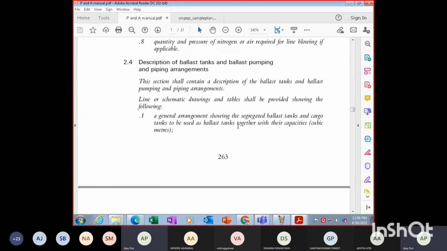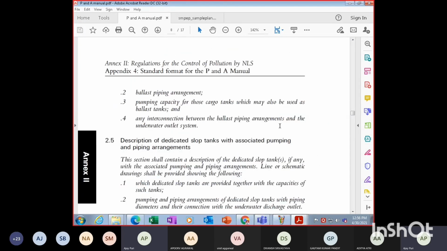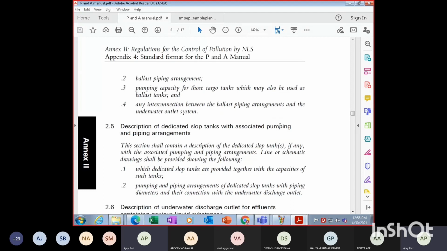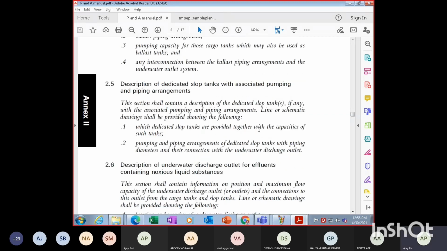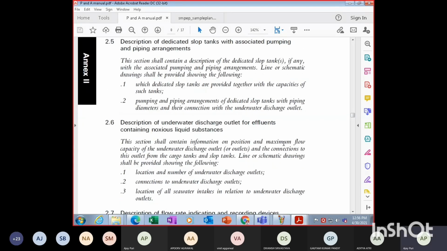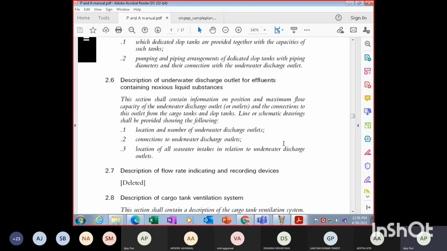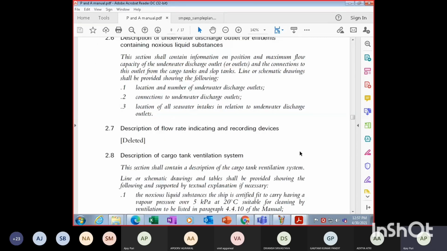Plus, you will have the general arrangement for segregated ballast tanks, piping arrangement for ballast tanks, pumping capacity for those tanks which are also used as ballast tanks, interconnection between ballast and underwater outlet. Plus, which are your dedicated slop tanks and their capacity and piping and underwater discharge. Plus, your description of your underwater discharge, where it is located, what the connections are, location for seawater intake.